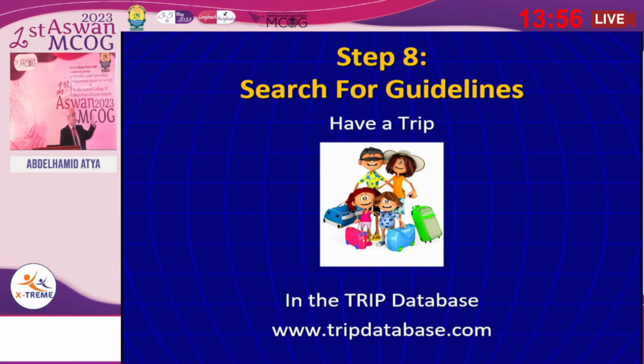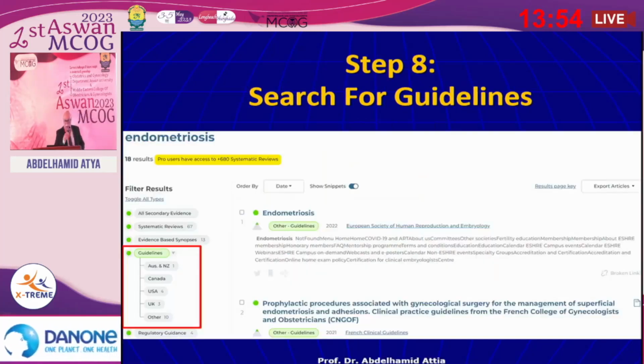You will find a lot of guidelines. Look here when I wrote in the TRIP database the word endometriosis. You can find on the left a lot of researches about endometriosis, and the one in the red rectangle, you will find the heading is guidelines. Guidelines, they wrote down what?